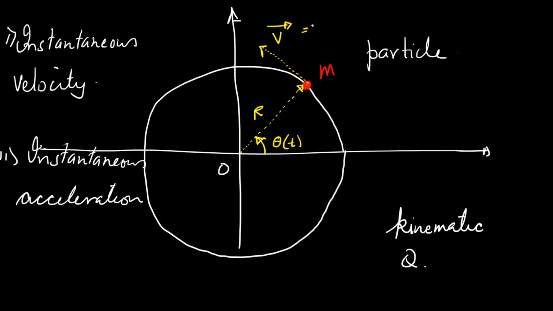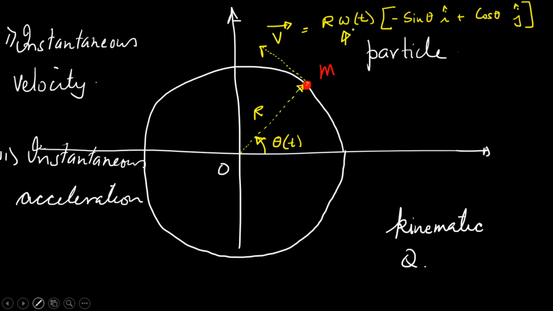Okay, let me just write it. It's going to be r omega into, you know the position vector, minus sine theta i plus cos theta j, and of course you can write it like 90 plus theta and so on. Okay, so far so good. So the only difference is that omega is instantaneous omega. It's no longer a constant. So at that instant, if you know what's omega, then you can tell me the velocity at that instant.